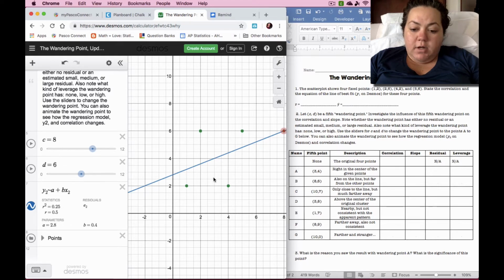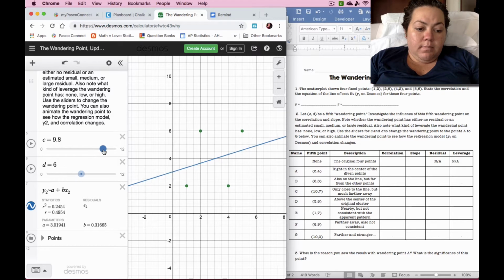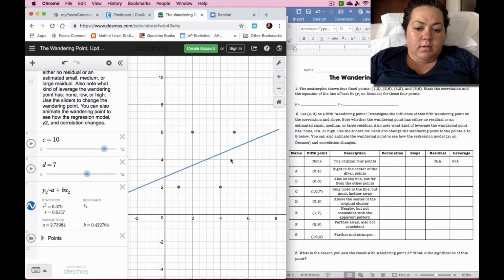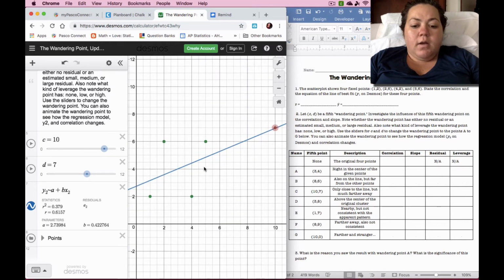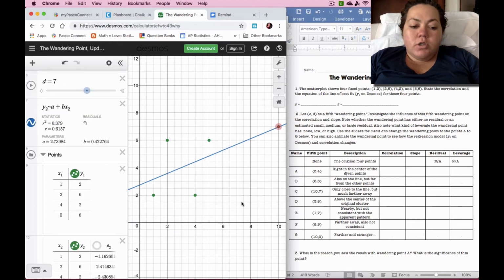All right, next I'm going to do (10, 7). Let's fit that in there. So that changed my correlation. My new R value, which is here, is 0.6157. And my new slope is 0.422764. So it did change my slope, but not a whole lot.